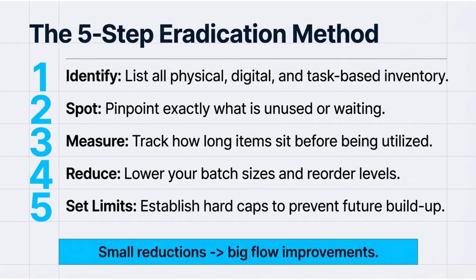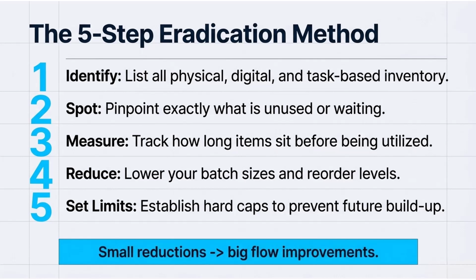You set WIP limits for tasks and projects. You delete or archive what is clearly not needed. And the overall goal of this is to bring the level down to only the things you actually need. And then step 5, set the limit. So establish hard caps that prevent future buildup, a maximum number of open projects, a maximum stock level for each product line, a maximum number of tickets in a particular queue or that have been allocated to somebody. And these really help you set those limits and stop that inventory creeping in over time.